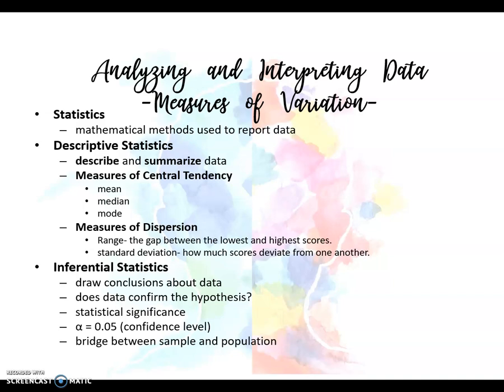We have descriptive statistics, which describes and summarizes the data. You guys should know your mean, median, and mode from like 3rd grade. Mean is your average, median is the middle number, mode is what happens most often. Range, you guys know it's the gap between the lowest and the highest scores, and standard deviation is how much the scores deviate from one another.